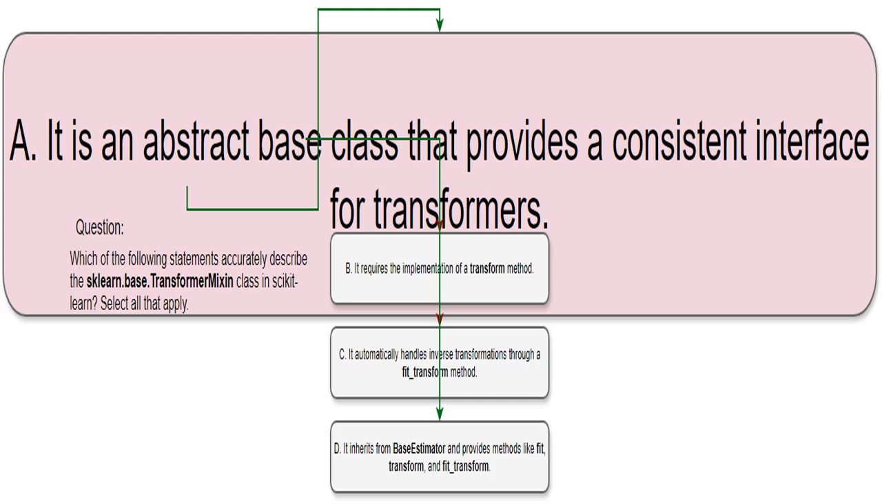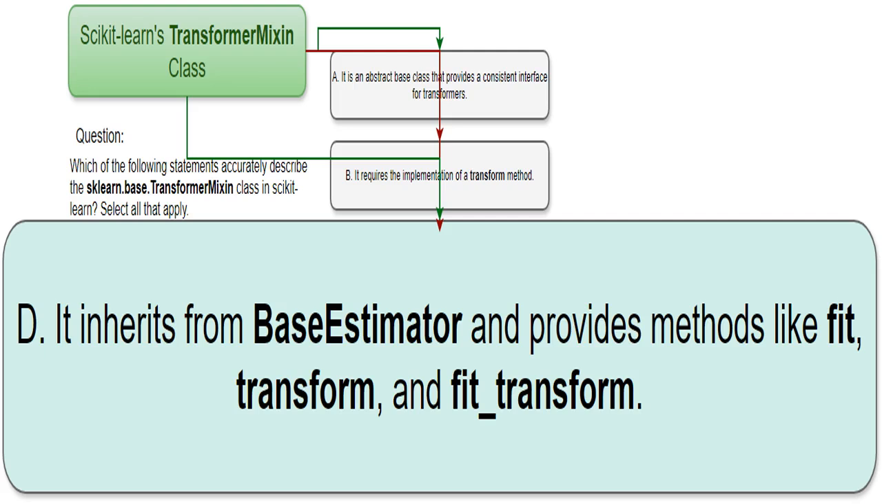This statement is incorrect. The "fit_transform" method fits a transformer to the data and then transforms it, but it doesn't automatically handle the reverse, going from transformed data back to the original form. A separate method, usually "inverse_transform", would be needed for that, and "TransformerMixin" does not automatically include it. This is correct.